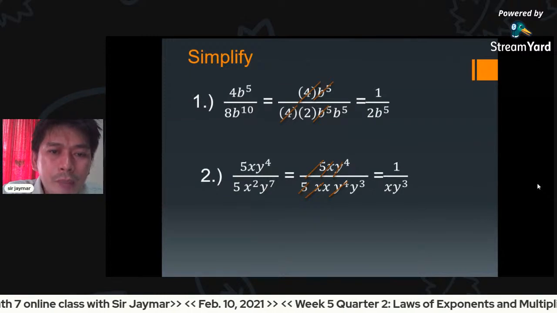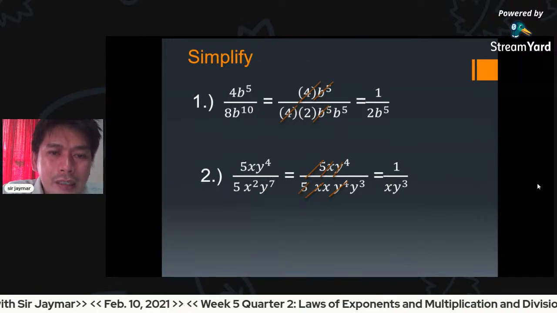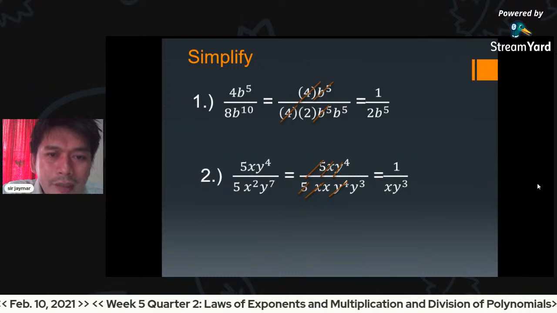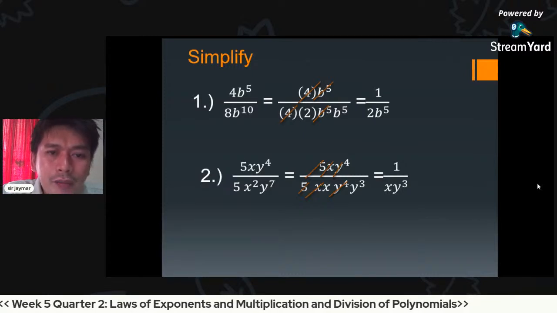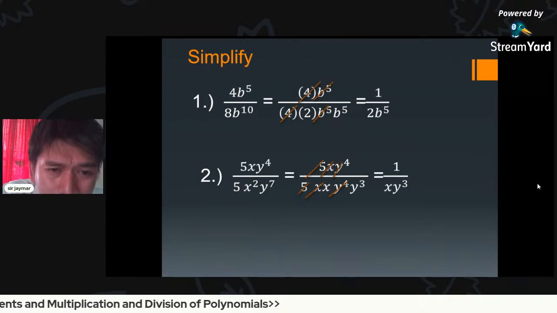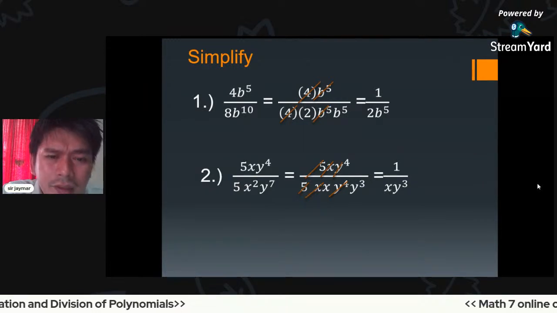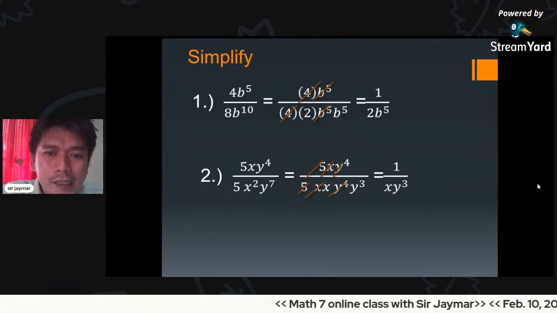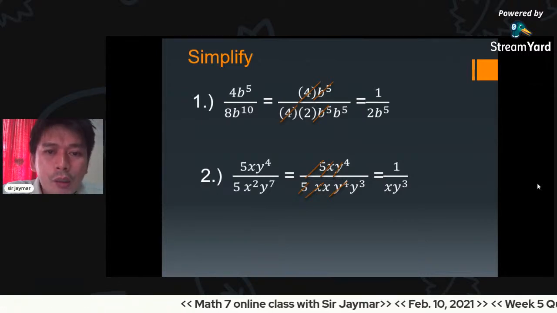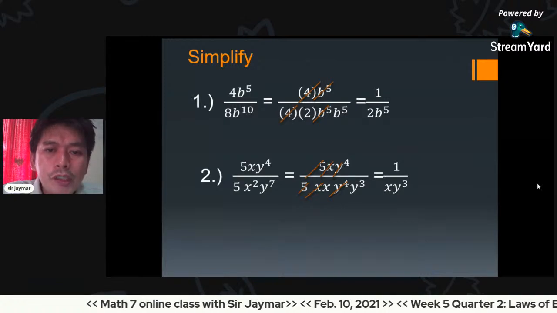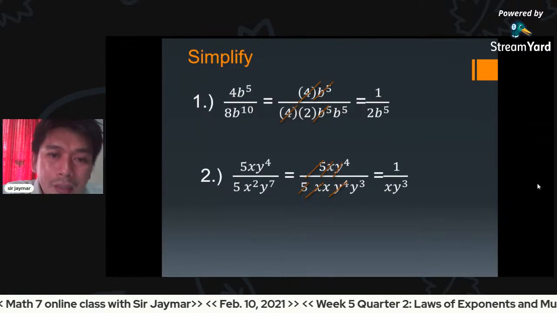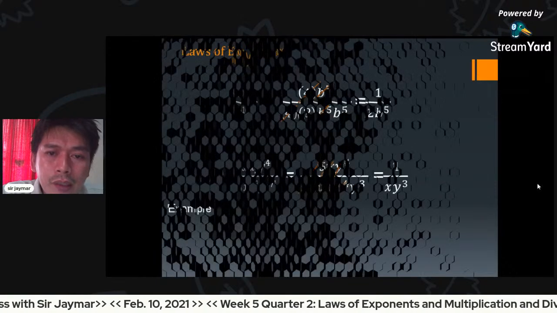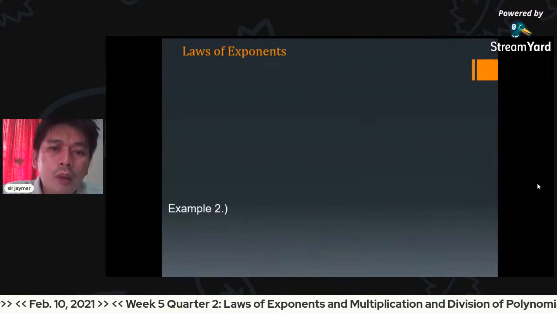So in number 2, same again, you are going to cancel all the same numbers and same variables. So cancel 5, x and y. So there will be the remaining x in the denominator, and there will also be remaining y in the denominator. So that is 3. So the answer is 1 over x y cubed. There's nothing remaining in the numerator, so you write 1 over x y cubed.